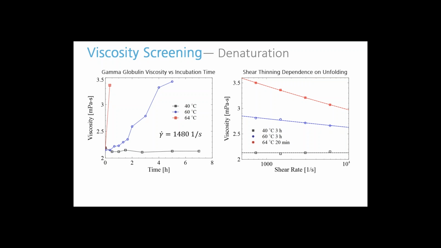Now, that can be very interesting to study the temperature stability of different formulations, but what you can see is that you can characterize not only the dependence of viscosity versus time, but you can characterize how the shear thinning behavior depends on that incubation temperature. So you can see how for 40 degrees during 3 hours, on the figure on the right, we still have a perfectly Newtonian fluid. At 60 degrees, we start to observe a decrease in viscosity with shear rate. And at 64 degrees, this is a slightly higher temperature, due to the protein unfolding in 20 minutes, we observe a very significant shear thinning behavior.